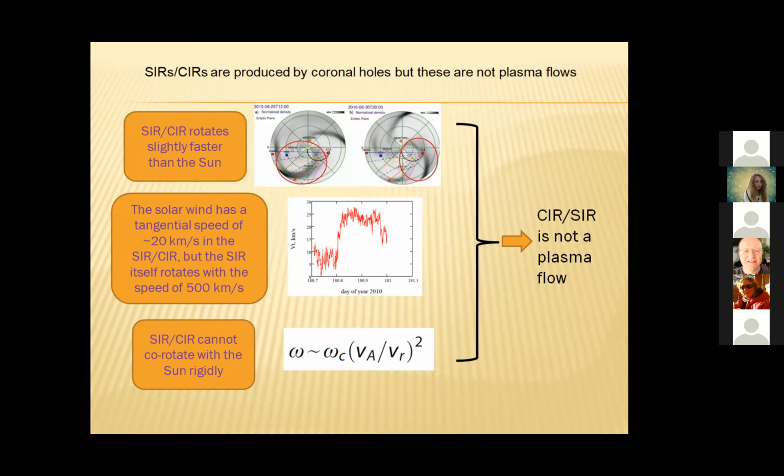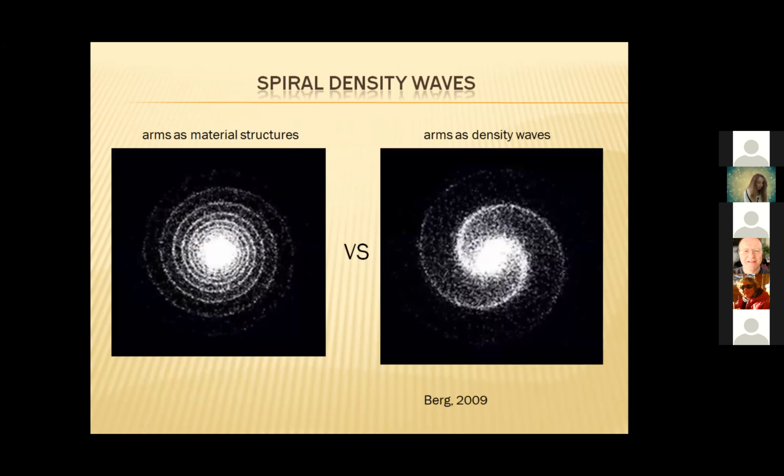Thus, we can conclude that the stream interaction region is not a plasma stream, because its motion in the tangential direction is absolutely not the same as the motion of plasma particles. A similar situation occurred in the early 20th century in galactic astronomy.